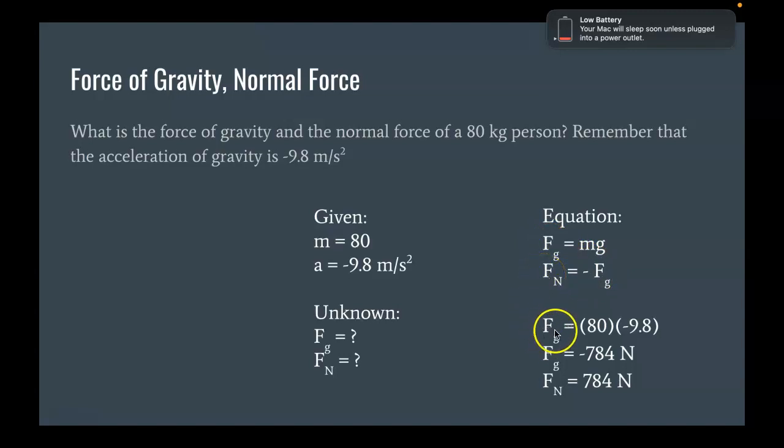So you can see here we did force of gravity is 80 times negative 9.8, and that gives us a negative 784 newtons. Again, it's negative because it's going down. And then the normal force is equal and opposite. So the normal force is that same number, but just positive because it's resisting gravity.